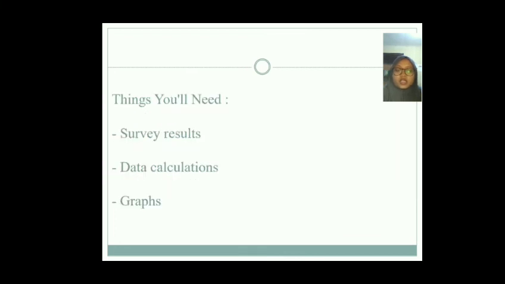And maybe this is the last part that I want to explain. Things you need. These are the things that you should know before you make a quantitative research report. First is survey results, data calculation or graphs. Okay, that's all my explanation.